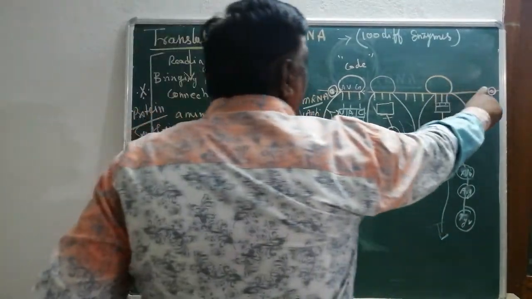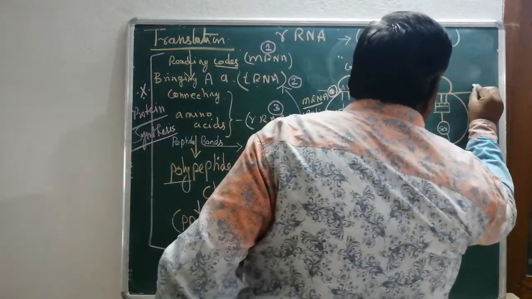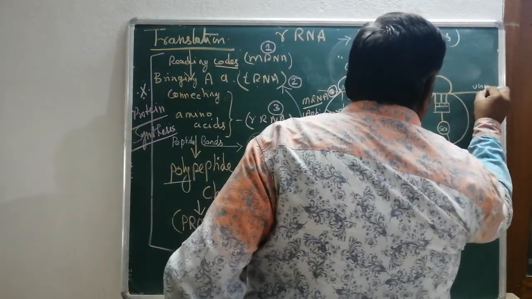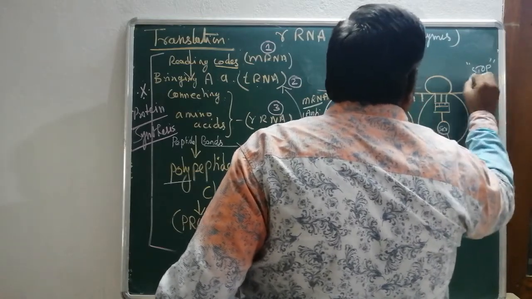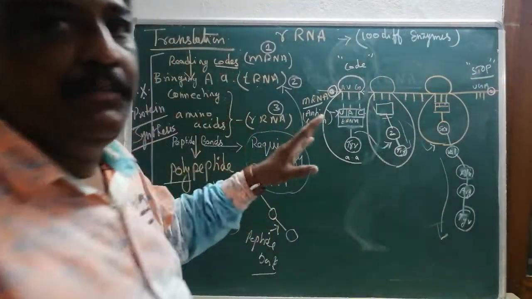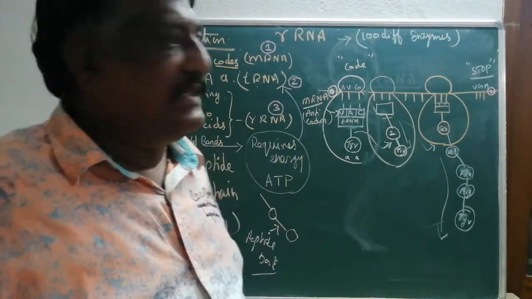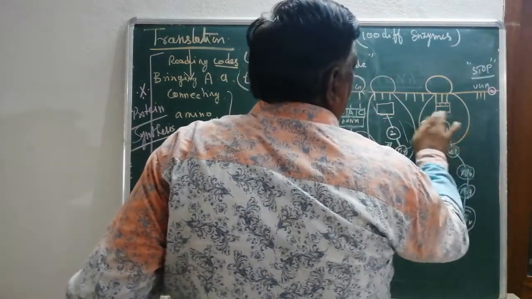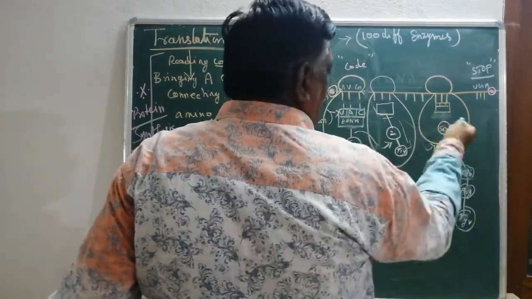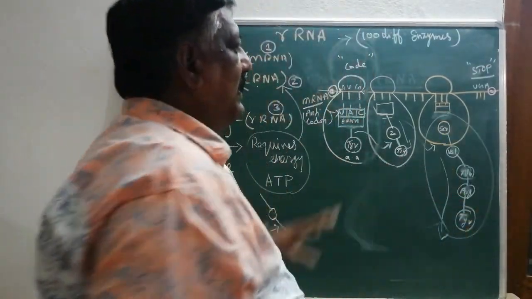We'll move on to the last one. Last code may be UGA. Suppose UGA means stop. The code says stop, where the tRNA doesn't bring any amino acid. So what happened? The chain gets cut, and this chain comes out as a protein. This is a protein and it stops.